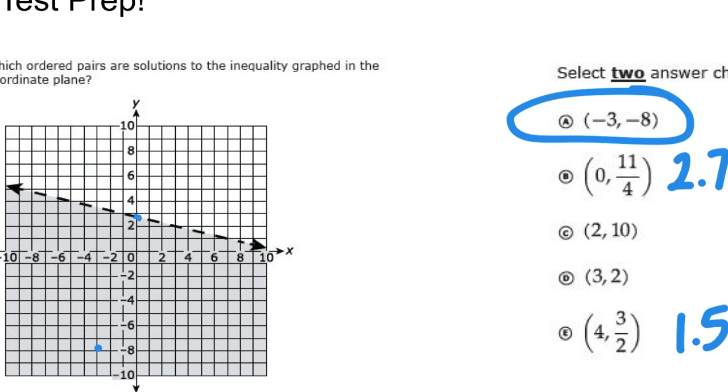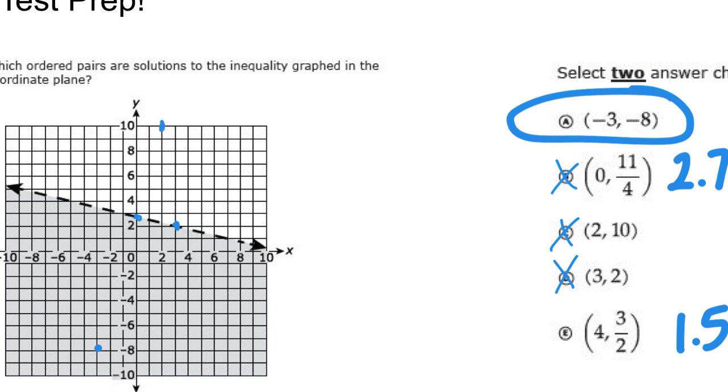Now, what we already know is that points on the dashed line are not solutions. So this is a no. Now I'm going to go to 10. That's up here. 2, 10 is definitely out. I'm going to go 3, 2, which is right here. That's on the line again. That's out. So it must be this next one, but let's look at it.